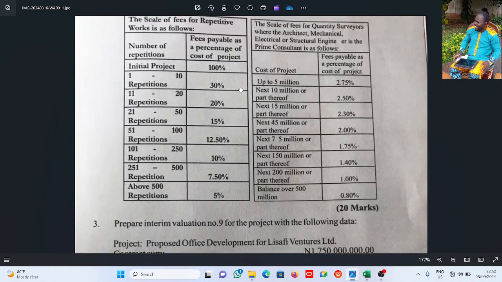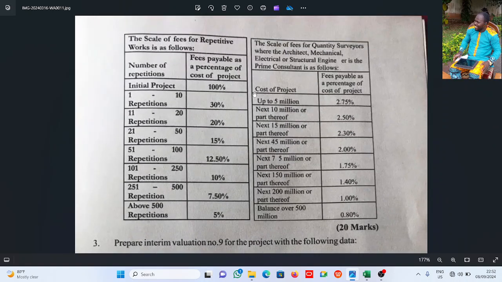Now this is the extract here. Alright, based on the 1996 scale of fee, the scale of fees for repetitive work is as follows. This is the scale of fee for quantity surveyors, where the architect, mechanical, structural, or electrical engineer is the prime consultant, as follows. Fees payable as per percentage up to 5 million is 2.75. Next 10 million is 2.5, and this is for quantity surveyors, and that is what the question is. And here it says fees payable.